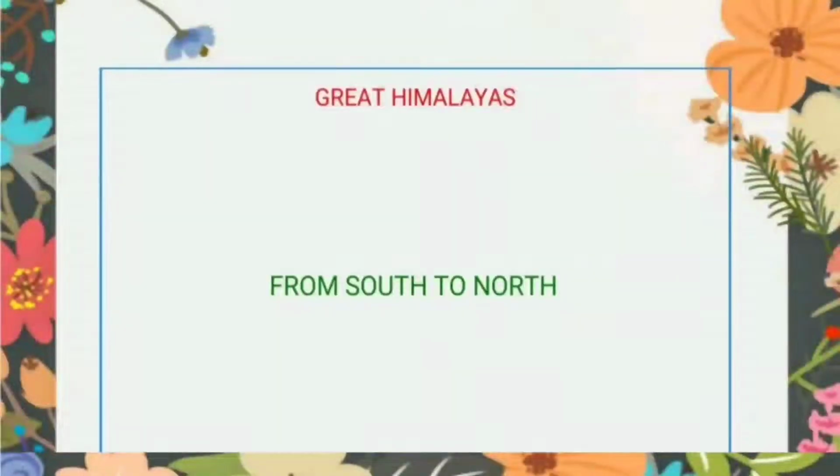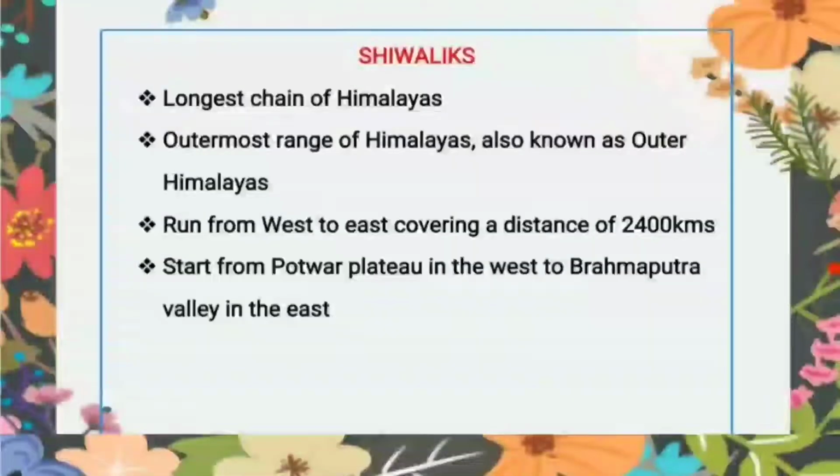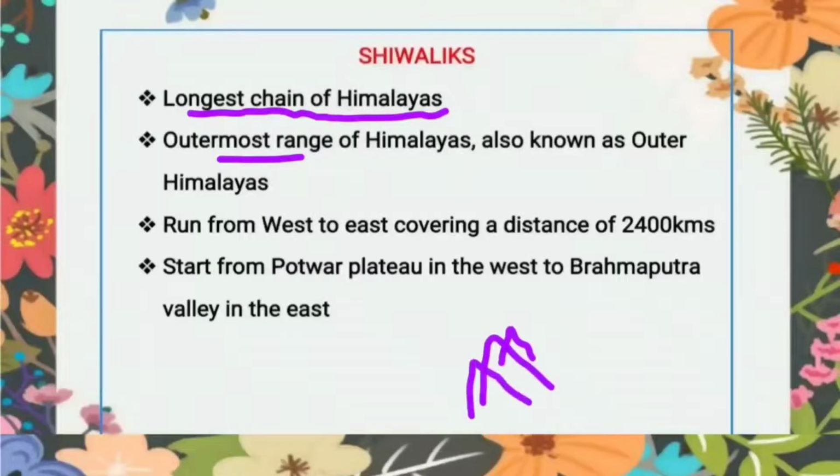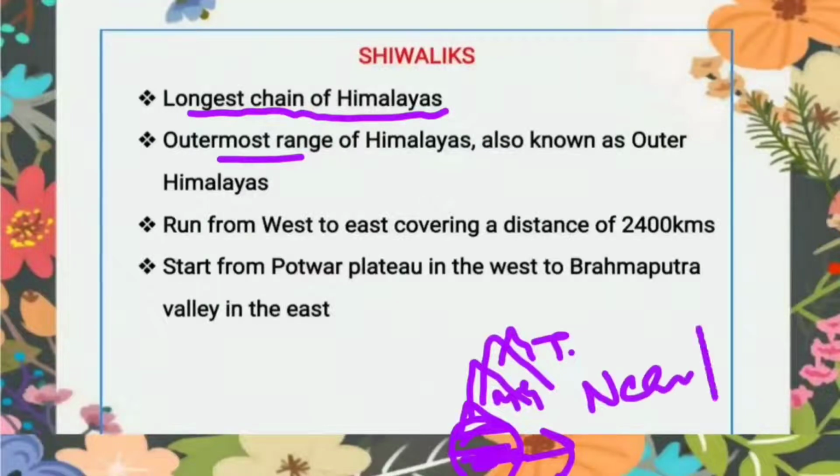We will first start from south to north, starting with the Shivaliks, that is the south of the Himalayas. It is actually the longest chain of the Himalayas, and these are the outermost ranges. So this is Shivalik, this is Middle Himalaya, this is Greater Himalaya, this is Trans Himalaya. This will be the outer Himalaya near the foothills, lying near the plains. So this will be simply the outer layer of the Himalayas.